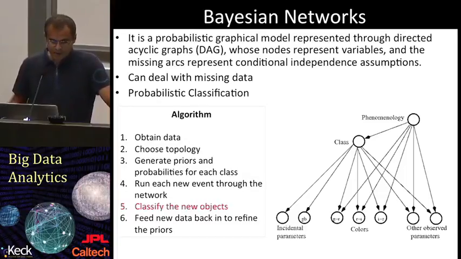Now, briefly, we need to choose the topology. We need to generate priors and probabilities for each class. We then run each new event through the network in order to classify it. And then we can feed the new data back in to refine the priors, once we have verified that they are actually belonging to that class.